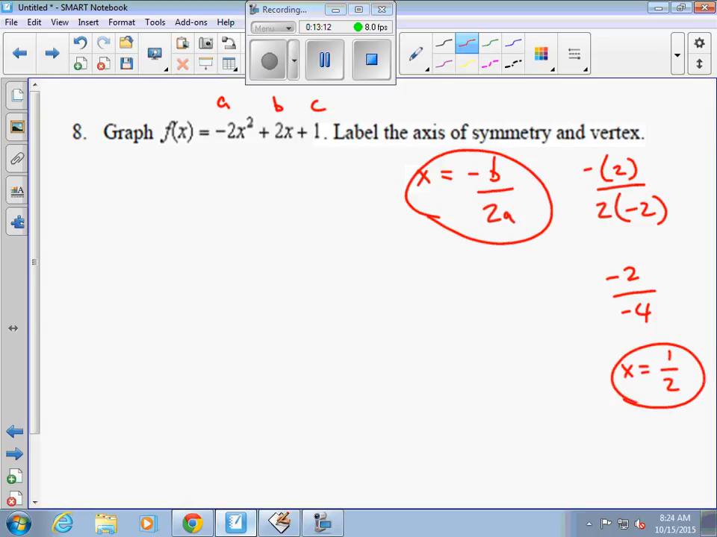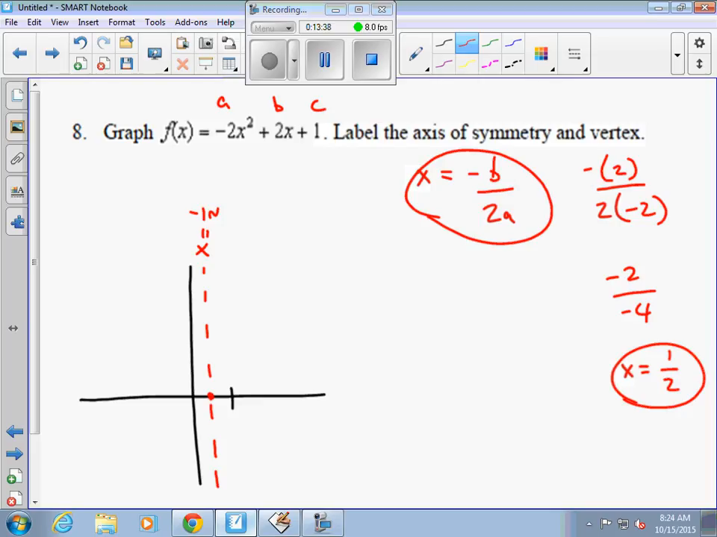So once you have x's value as a positive 1/2, remember that represents your axis of symmetry. If that's 1, this is 1/2, and this is your axis of symmetry. It says to label the vertex and the axis of symmetry. This is the axis of symmetry here. X is equal to 1/2.